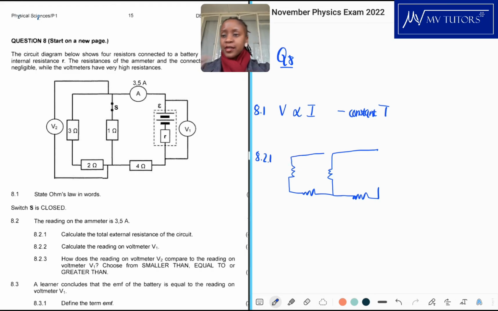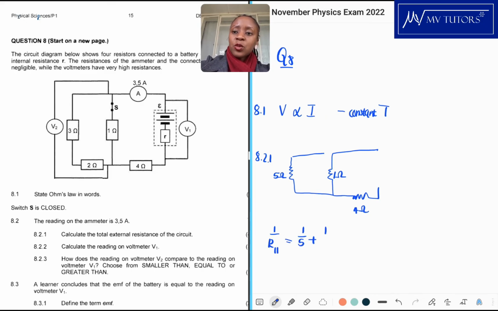Let's first deal with the 2 and the 3 ohm resistor, which gives us 5, because you can just add those. So now you have 5 ohm, and you have 1 ohm as well as 4 ohm. Let's deal with the resistors that are in parallel. So 1 over R parallel is 1 over 5 plus 1 over 1. Let me make it 5 over 5 so that we have the same denominator.